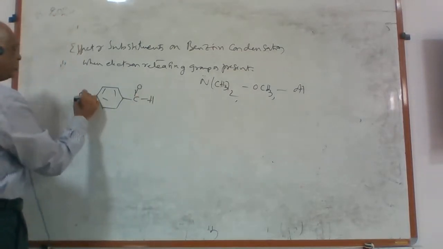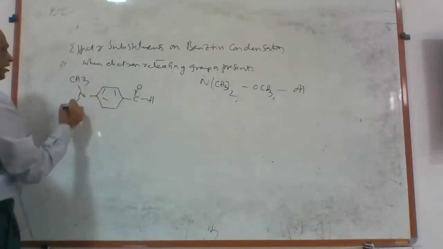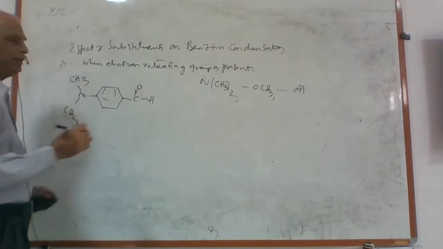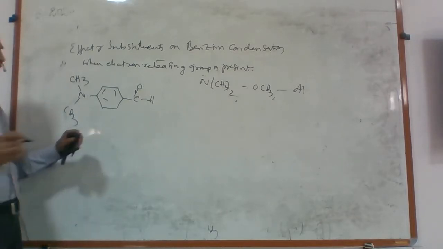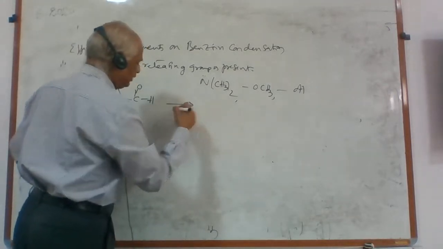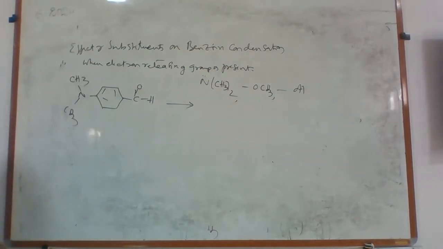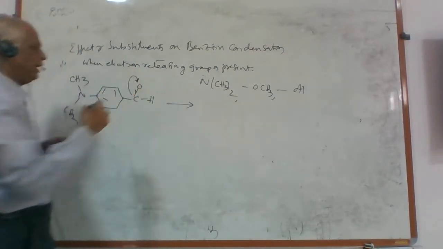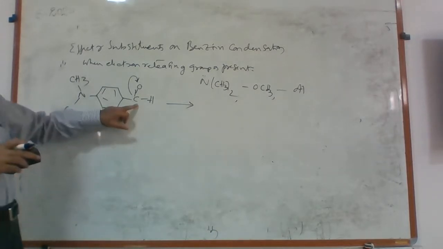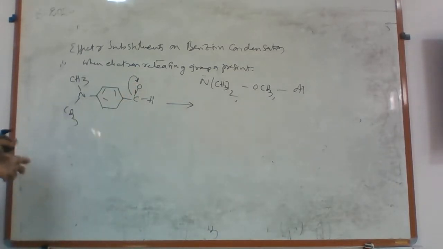I want to take a dimethylamino group. That means I have used the compound para-dimethylaminobenzaldehyde. What happens if this compound is used for benzoin condensation? What happens as usual? The C=O group is polarized. Carbon is getting a positive charge, O is getting a negative charge.